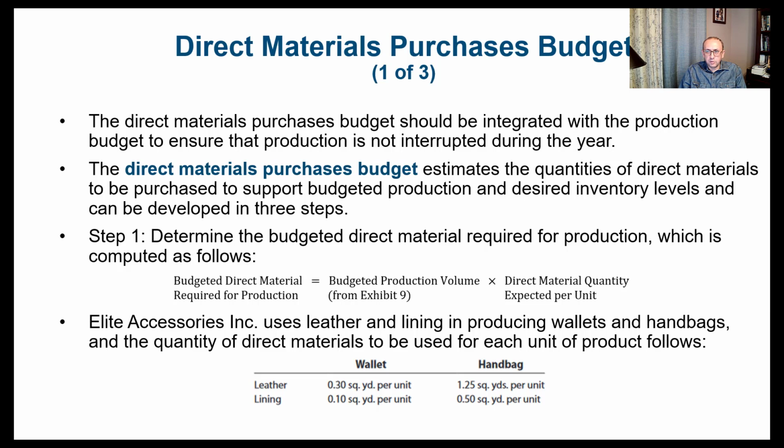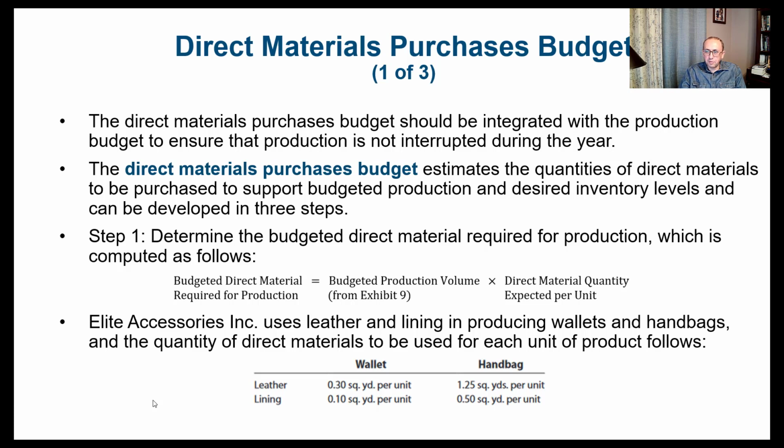The first step, we determine the budgeted direct material required for production, which is computed as follows. We get the budgeted production volume, and we multiply it by the direct material quantity expected per unit. And that will give us the budgeted direct material required for production. So let's go back to our example, which is Elite Accessories Incorporated.